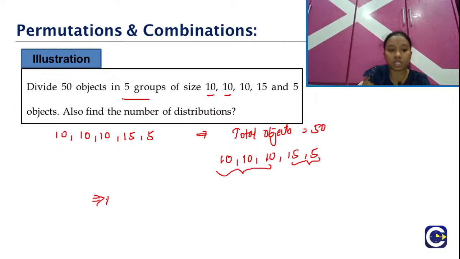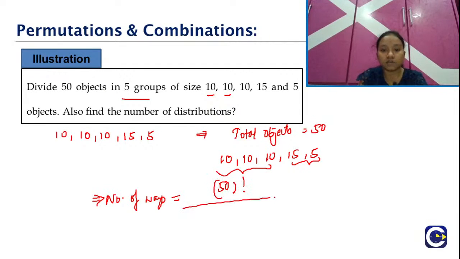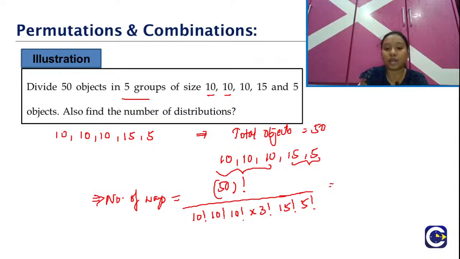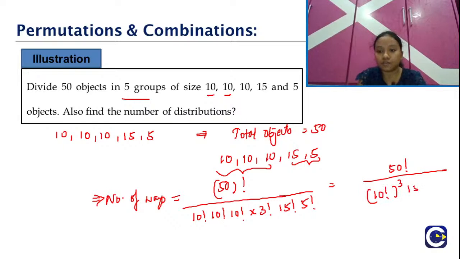So that is our number of ways here, or the number of distributions. So total, that means 50 factorial divided by, so these are equal, 10 factorial, 10 factorial and 10 factorial. As these 3 are equal, whenever we have equal groups, it should be multiplied by 3 factorial. And the rest here will be 15 factorial into 5 factorial. So this is our number of ways, which is given by 50 factorial divided by 10 factorial whole cube into 15 factorial into 5 factorial into 3 factorial.